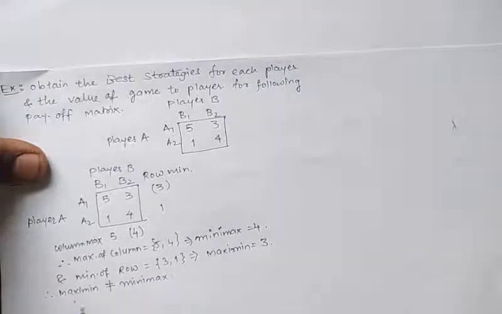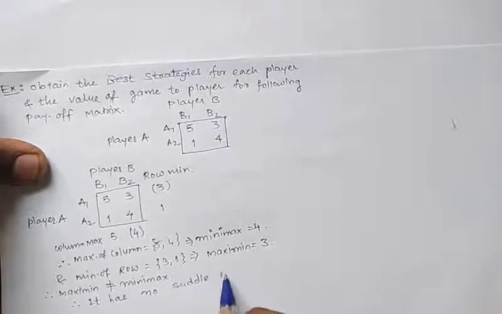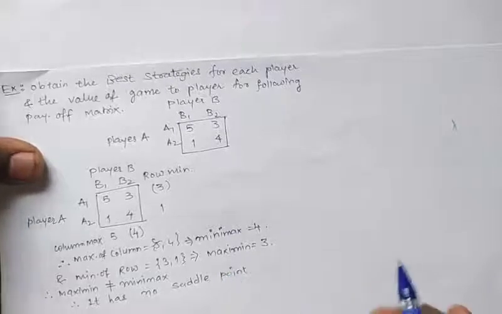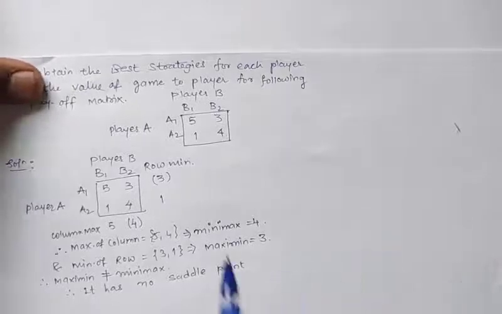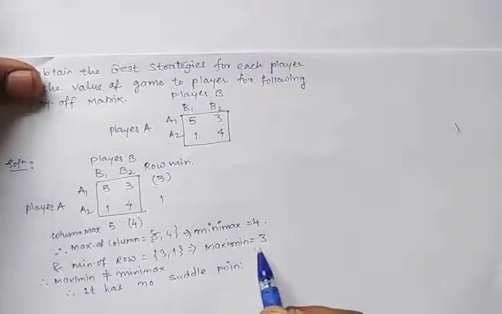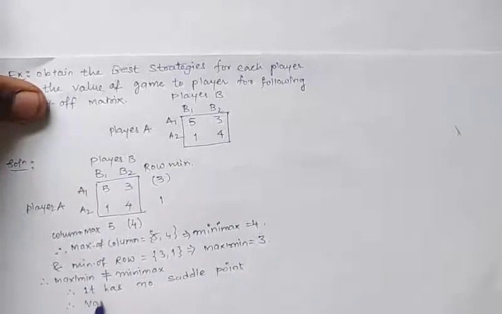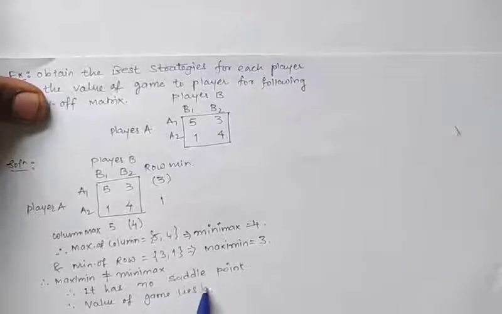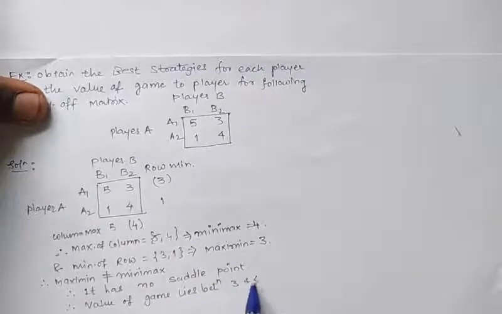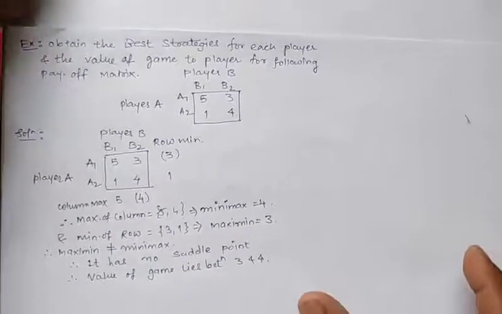Therefore it has no saddle point. So we will find the value of the game by using the arithmetic method. Here the minimax value is 4 and the maximin value is 3. Therefore the value of the game lies between 3 and 4.